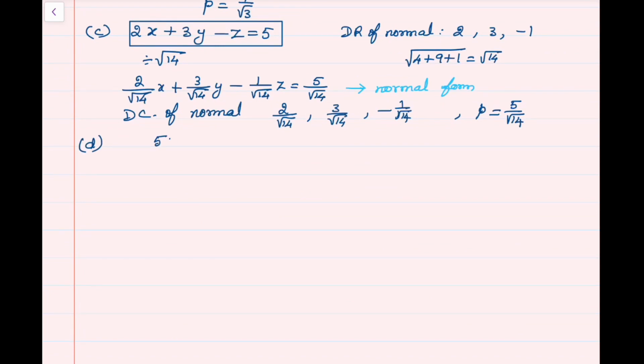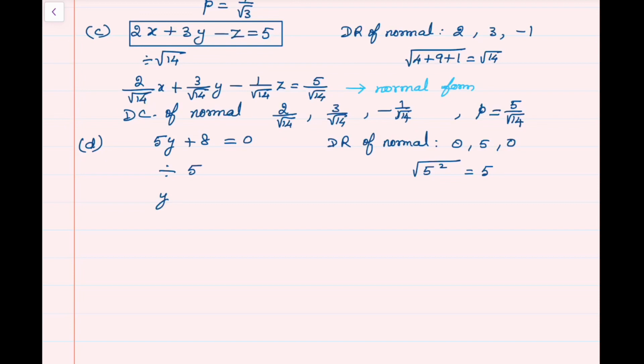Next, D subdivision. 5y plus 8 is equal to 0. Let us write the coefficients of x, y, z, which are the DRs of the normal: 0, 5, 0. X and z terms are not there. Magnitude of this is root of 5 square, which is 5. We will divide the equation by 5 to change it to normal form. We get y plus 8 divided by 5 is equal to 0.